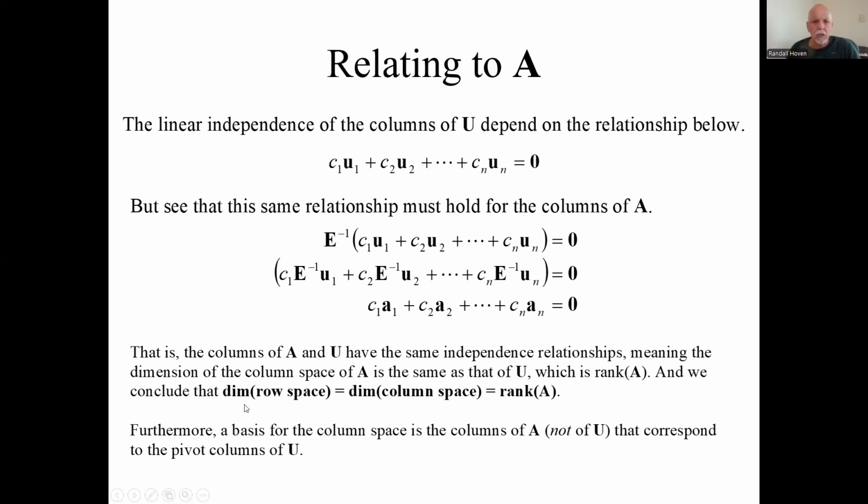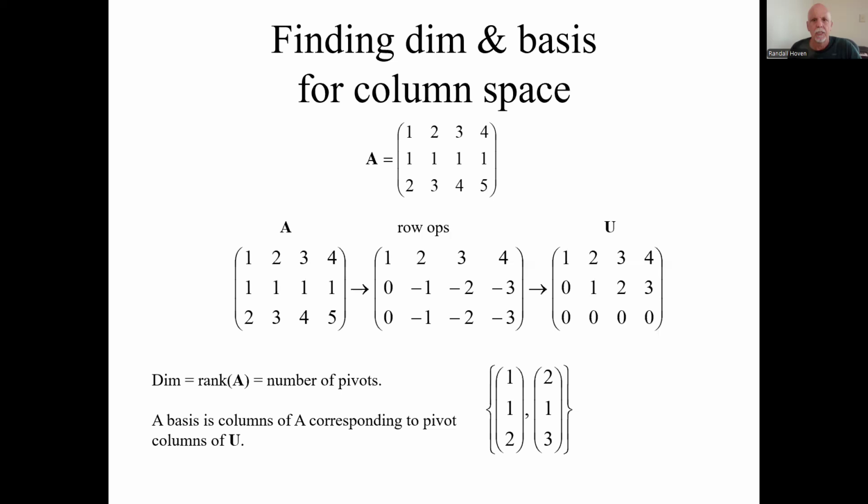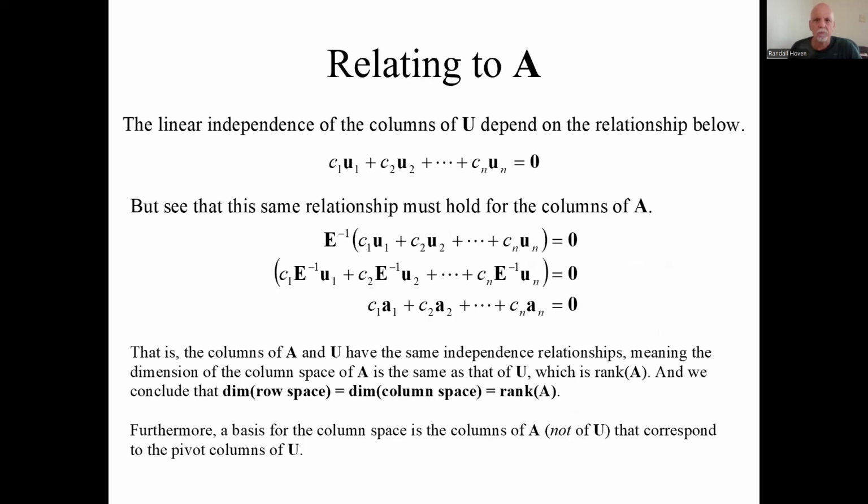So the dimension of the column space is the same as the rank of A, which is the same as the dimension of the row space. But furthermore, the basis for A are the columns of A that correspond to the pivot columns of U. So now we have a way to find a basis. I think I'll do an example next in another video because this is going on too long.